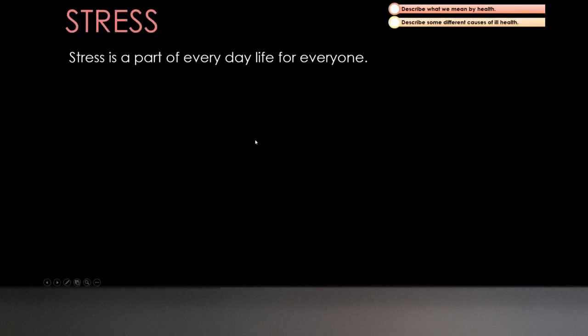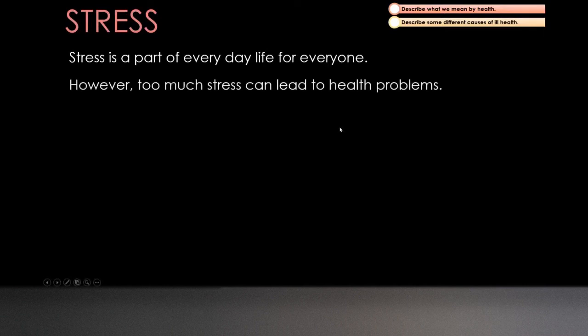Okay, so stress is another thing that can cause ill health. It's a part of everyday life for everyone. Stress, unfortunately, is just one of those things that everybody really has to deal with over the course of their life, and there's some evidence that it's probably good. If you have no stress at all, then there's nothing really driving you forwards to improve your life. So a little bit of stress is sometimes a good thing, but too much stress can lead to health problems.